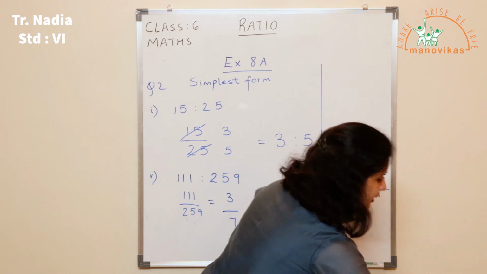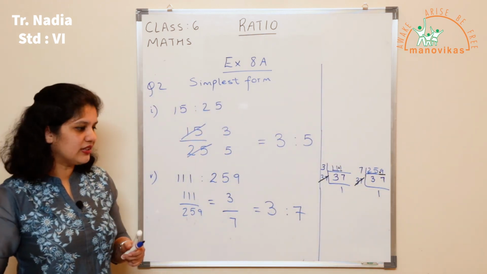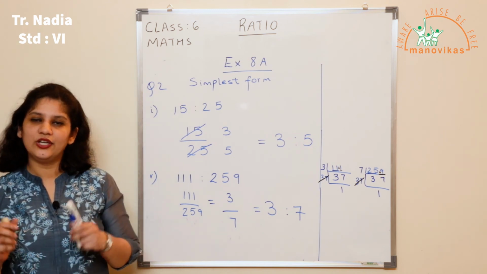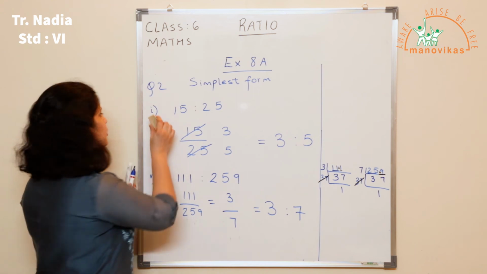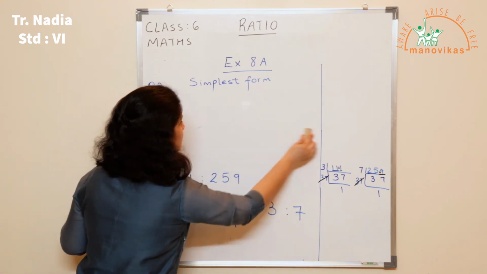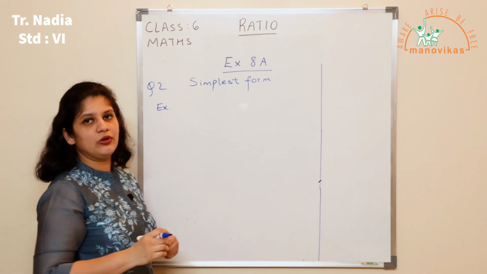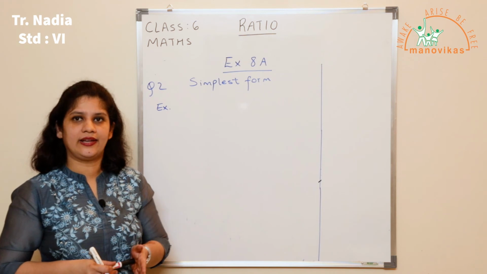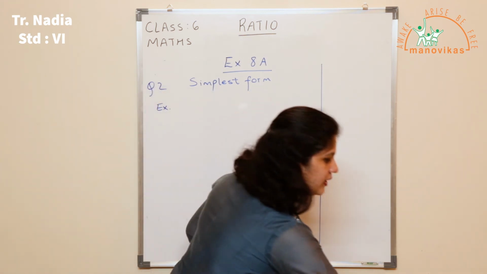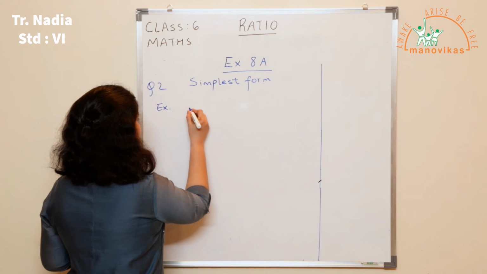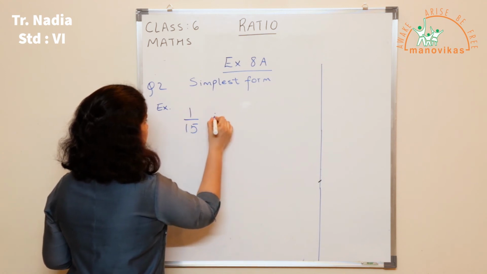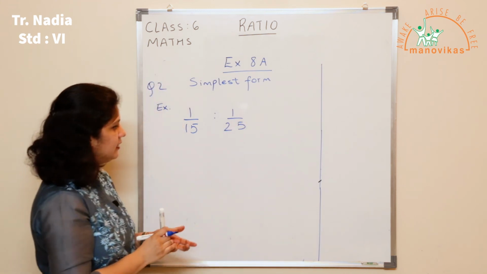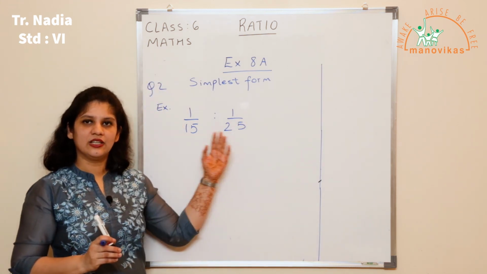So I hope simplifying ratios is clear to you all. Now, in the same question, you are also given terms which are in the fractional form and you are asked to reduce it to a simple ratio. Let me explain some questions based on that. Children, I won't be solving the actual sums in the exercise. I'll take some examples so that you can attempt the sums from the exercise. Now here you are given a fraction 1/15 which is in ratio with another fraction 1/25.